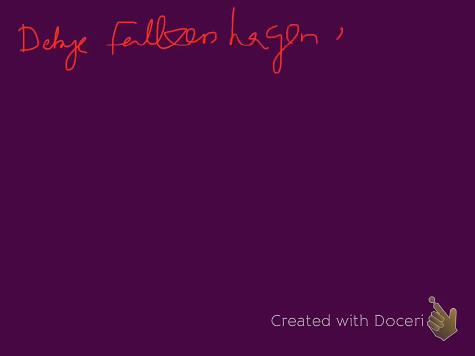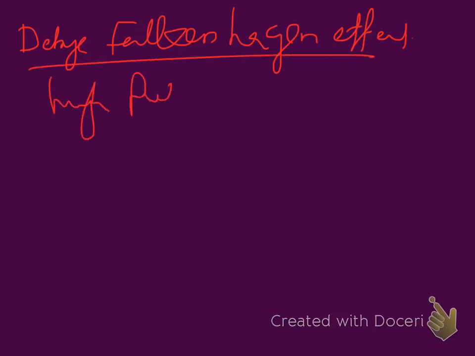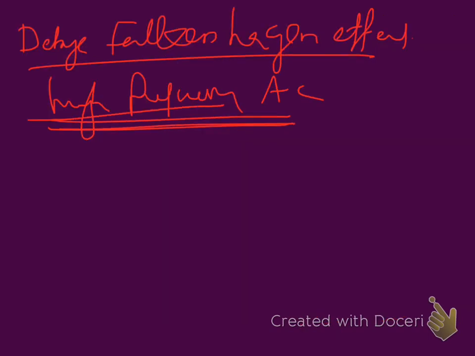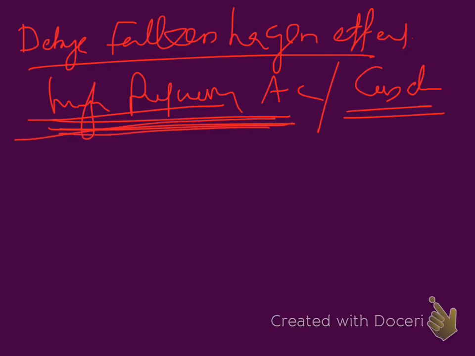The second one is the Debye Falkenhagen effect. It is the influence of high frequency AC. The Wien effect is the influence of high electric potential. This is the influence of high frequency of AC on the conductance. How does the conductance of a solution or electrolyte vary when high frequency AC is applied?